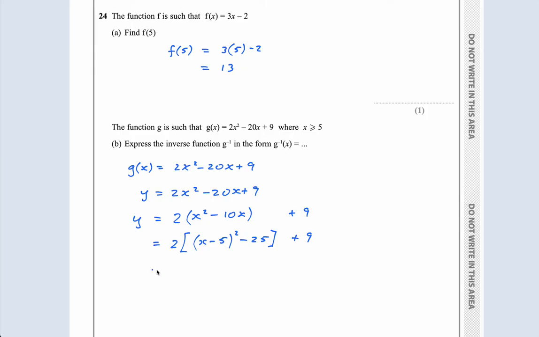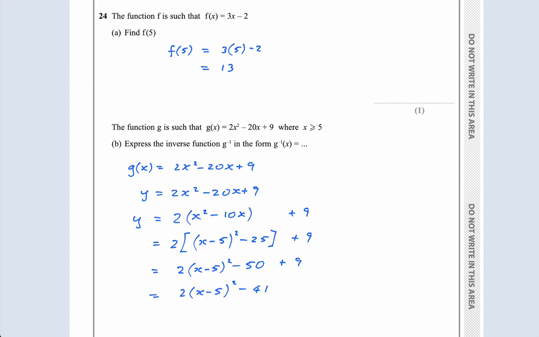Okay, this is then equal to, multiply out the big bracket. I get 2 times x minus 5 squared minus 50, and then a plus 9 at the end, which is equal to 2 times x minus 5 squared minus 41.